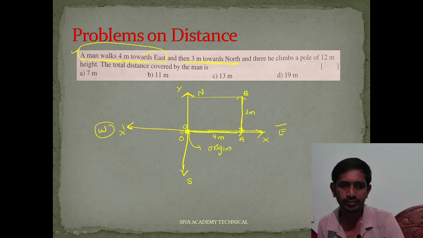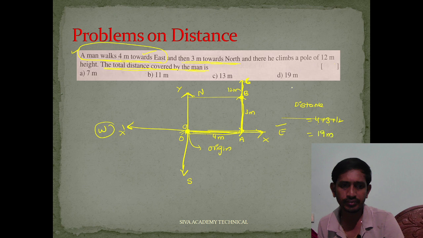Then he climbs a pole of 12 meters. There is a pole at point B. The length of this pole is 12 meters. So now he reached point C. Now you have to find the total distance covered by the man. To find it, we find the total distance from start to end. He covered 4 meters first, 3 meters second and 12 meters next. Therefore the final distance is 4 meters plus 3 meters plus 12 meters, that is 7 plus 12, that is 19 meters.